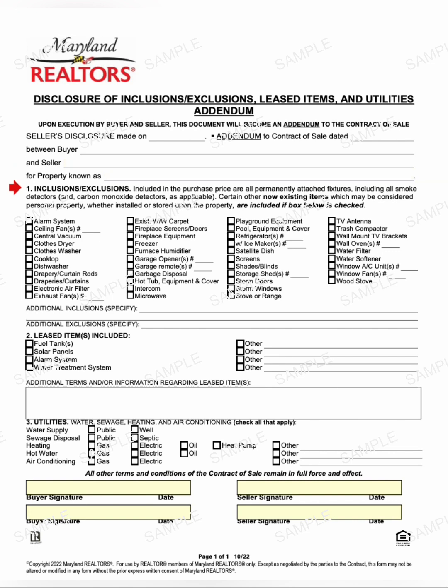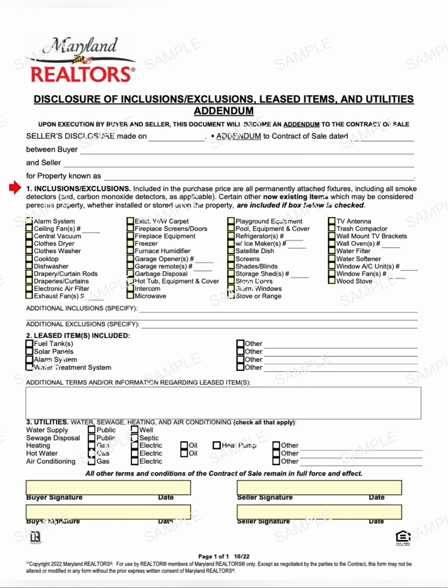Item 1. Inclusions and exclusions. Included in the purchase price are all permanently attached fixtures, including all smoke detectors and carbon monoxide detectors as applicable. Other now existing items which may be considered personal property, as stated before, whether installed or stored upon the property, are now included if the box below is checked. So here are some items that are generally considered part of the property, but if there is some type of clarification needed in which one of these items is not going to be included, remember the seller must select that here.